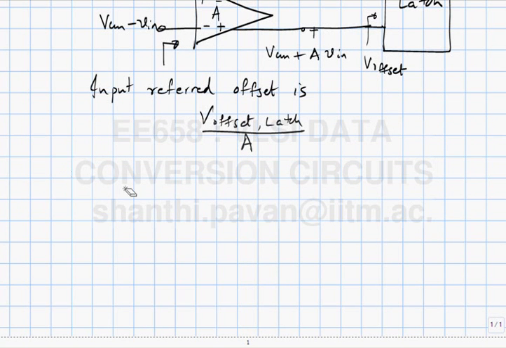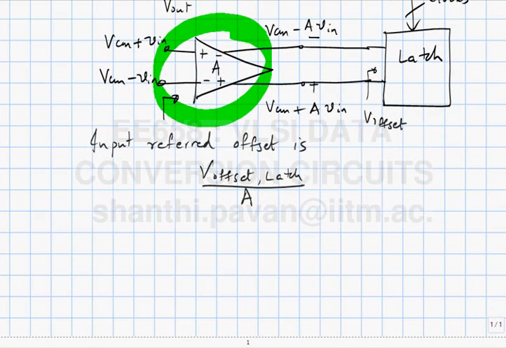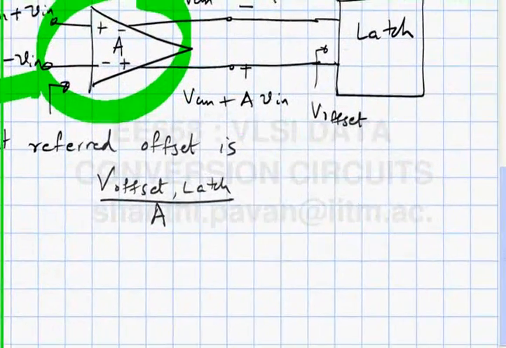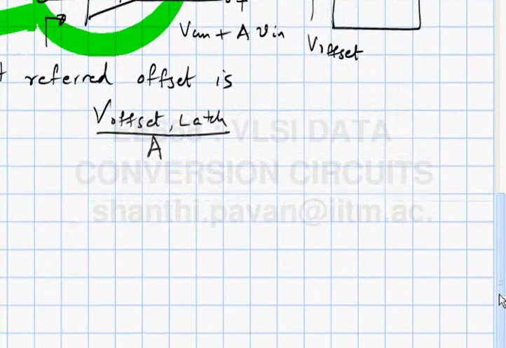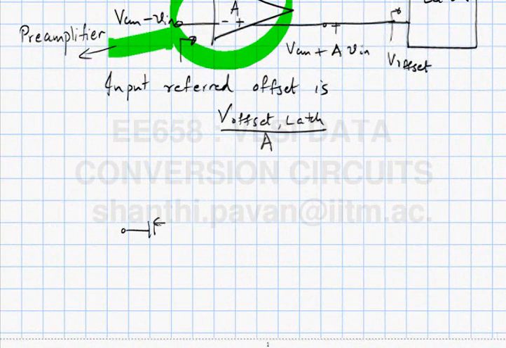This amplifier which precedes the latch is often called the preamplifier. So what is the simplest differential amplifier, the simplest contraption you can think of, which can go into that preamplifier? A differential pair is the simplest thing you can think of.